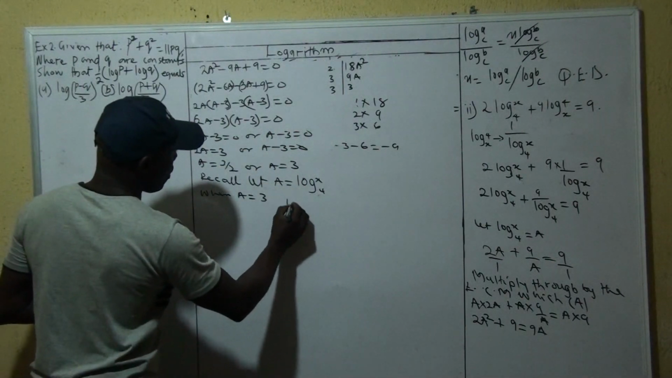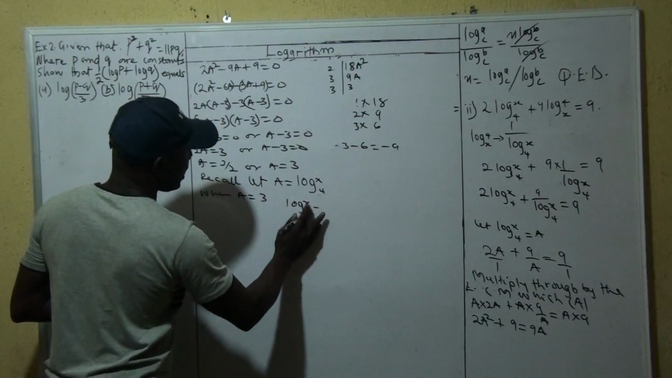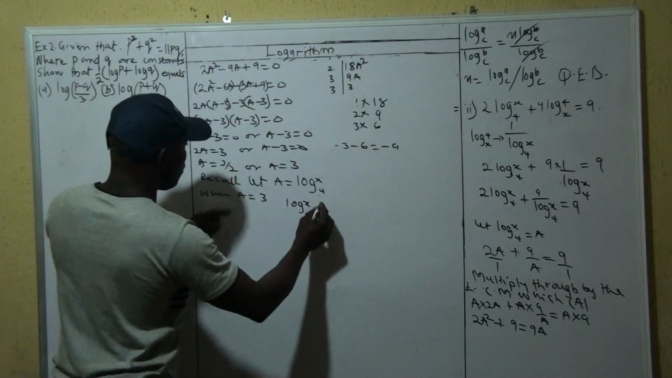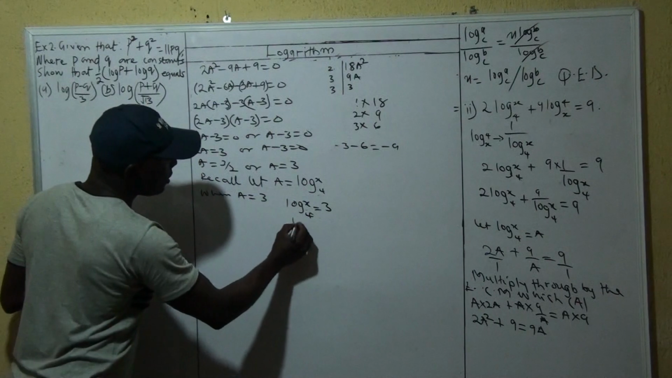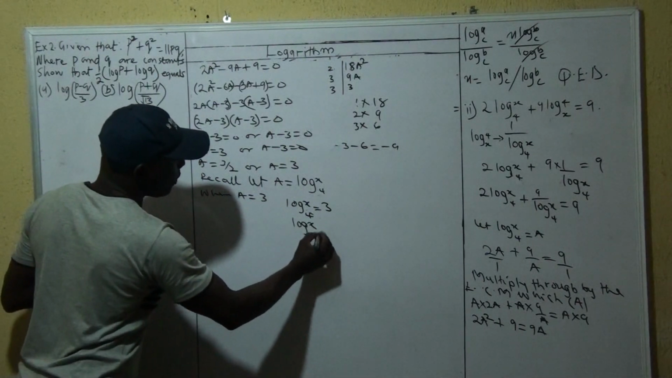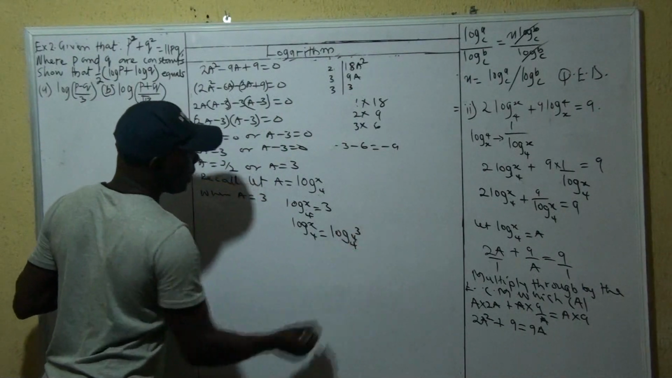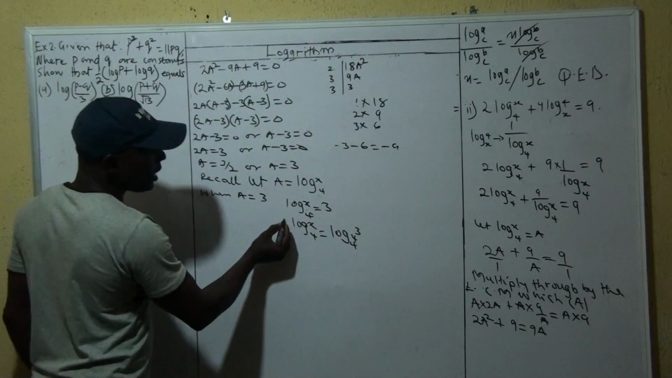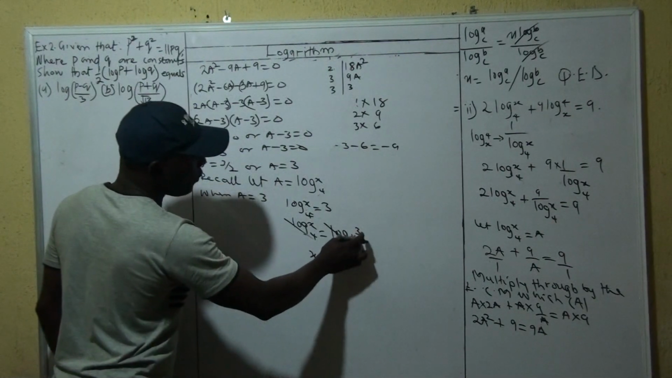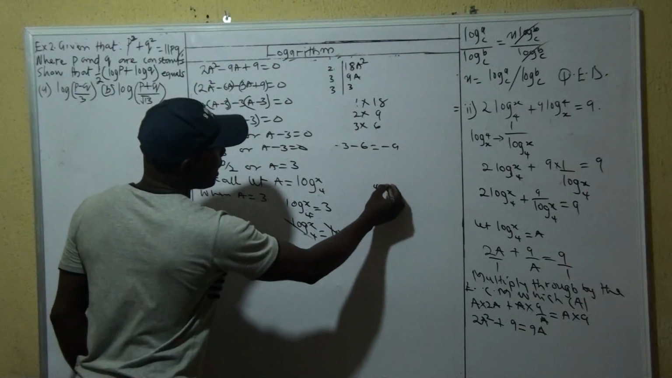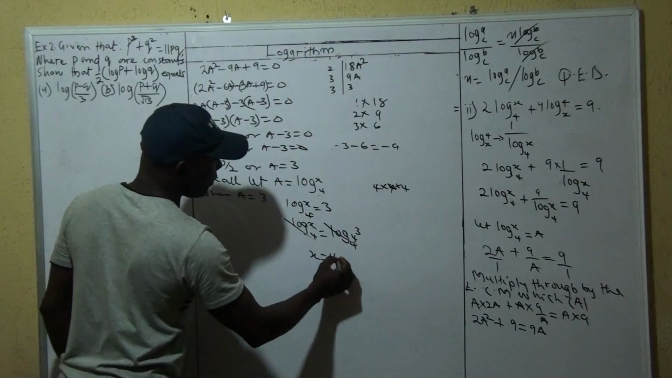So here we have log x to base 4 is equal to 3. This simply means x is equal to 4 raised to the power 3, for the fact that this is log to base 4. So x is equal to 4 times 4 times 4, that is 64. So one of the values of x is 64.